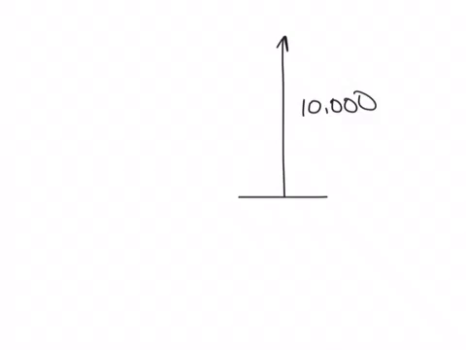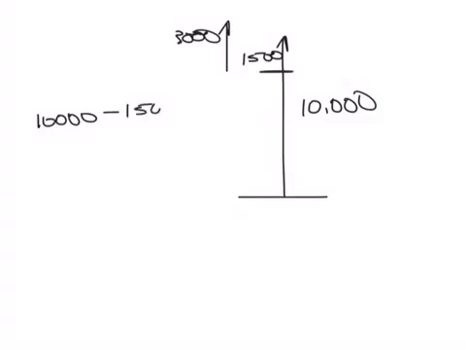So an airplane flying at 10,000 lowers its altitude by 1,500. So we lowered our altitude by 1,500. Then it increases its altitude by 3,000. So we went up another 3,000. And they want to know where that is. So we were at 10,000. We went down 1,500. And then we added another 3,000. And that's how you do that.